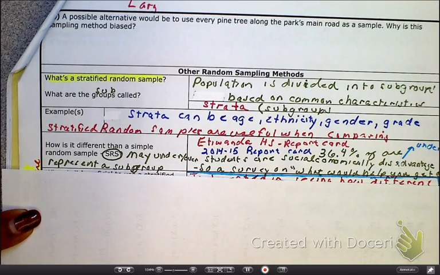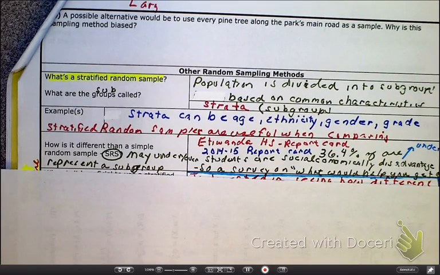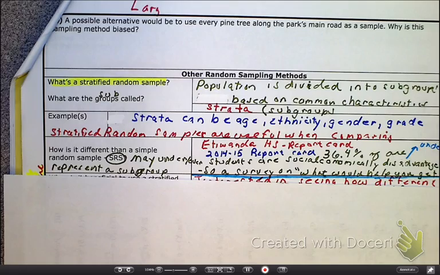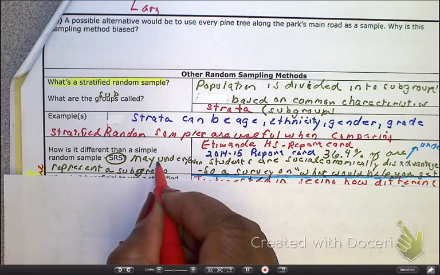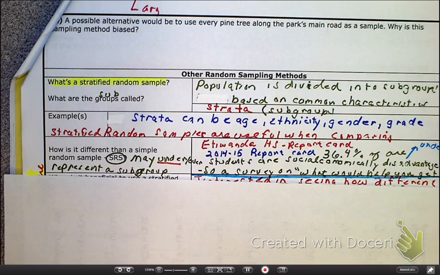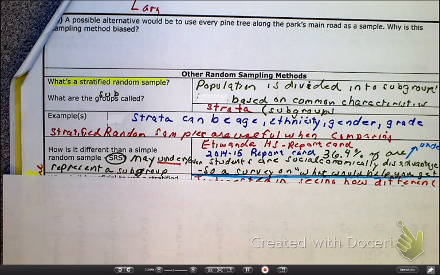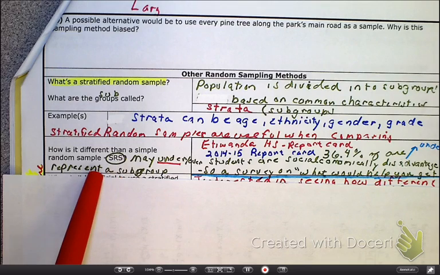How is it different from an SRS? Well, an SRS may underrepresent or overrepresent, in most cases underrepresent, a subgroup. This is the reason why. Again, I want to do a survey on what number of students smoke. Well, if I just put it out there and use an SRS, I might get a bunch of freshmen. Well, we already know freshmen are less likely to smoke. You get older, that's when you want to smoke. So that's why an SRS is not as good in that particular situation.